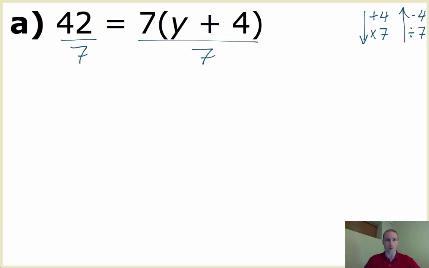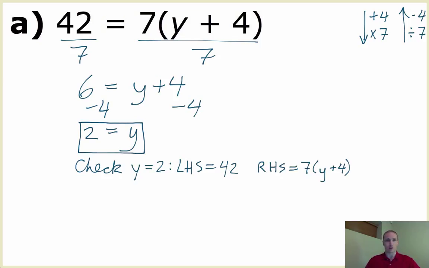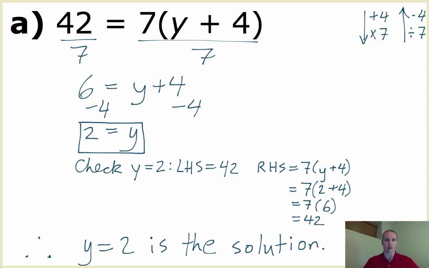So we start by dividing both sides by 7. This gives you 6 equals y plus 4. And now we can subtract 4 from both sides, and it leaves us with y equals 2. That's the solution of the equation. Now we want to check to see if this is valid. So we start with the original left-hand side, which was just 42, and the original right-hand side, which was 7 times y plus 4. We replace the y with what we think is the correct solution, and then we calculate. And as it turns out, the left-hand side and right-hand side are equal to each other, so we know we have the right solution for this equation.